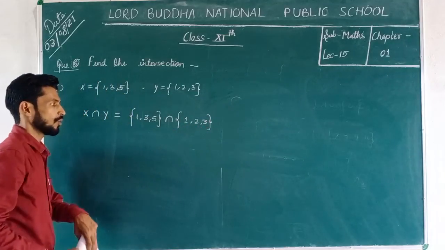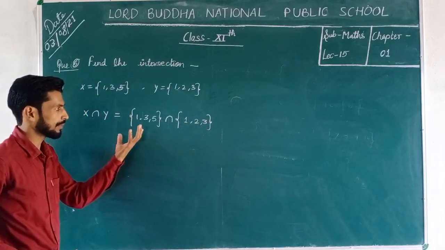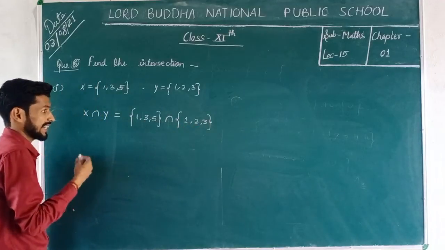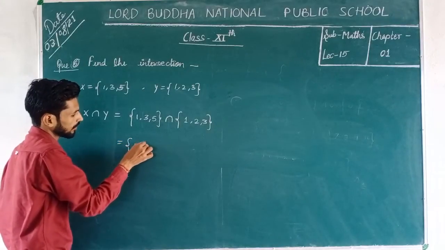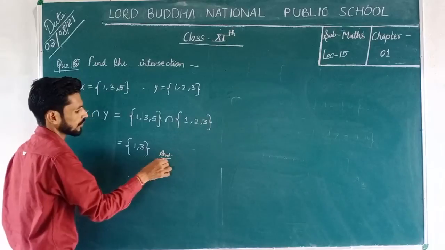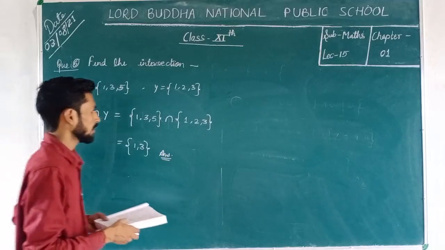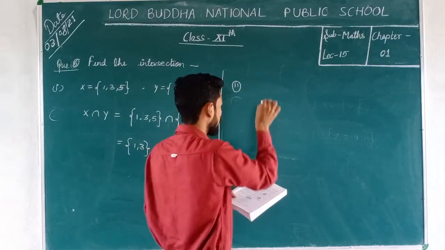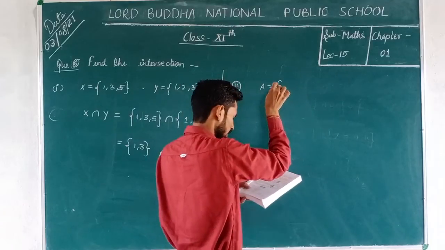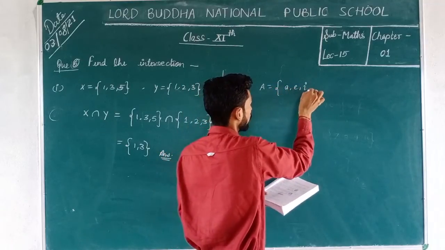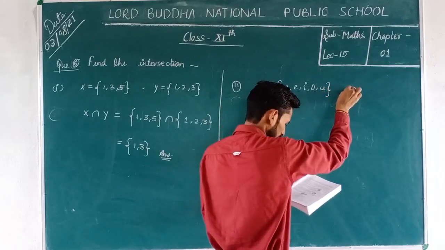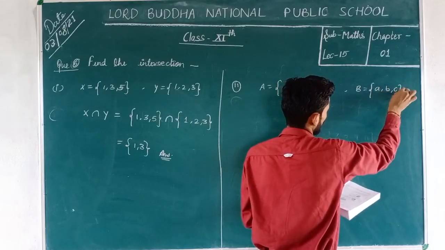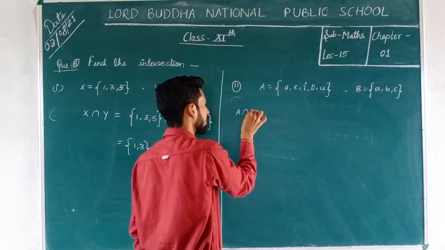Now intersection means those elements which are common in both sets. So 1 and 3 are common in sets X and Y. So the answer will be 1 and 3. Okay, this is the answer. Clear that? So the next part, that is part number 2. In this part, it is given that set A has elements A, E, I, O and U, and set B has elements A, B and C. Now we have to find A intersection B.